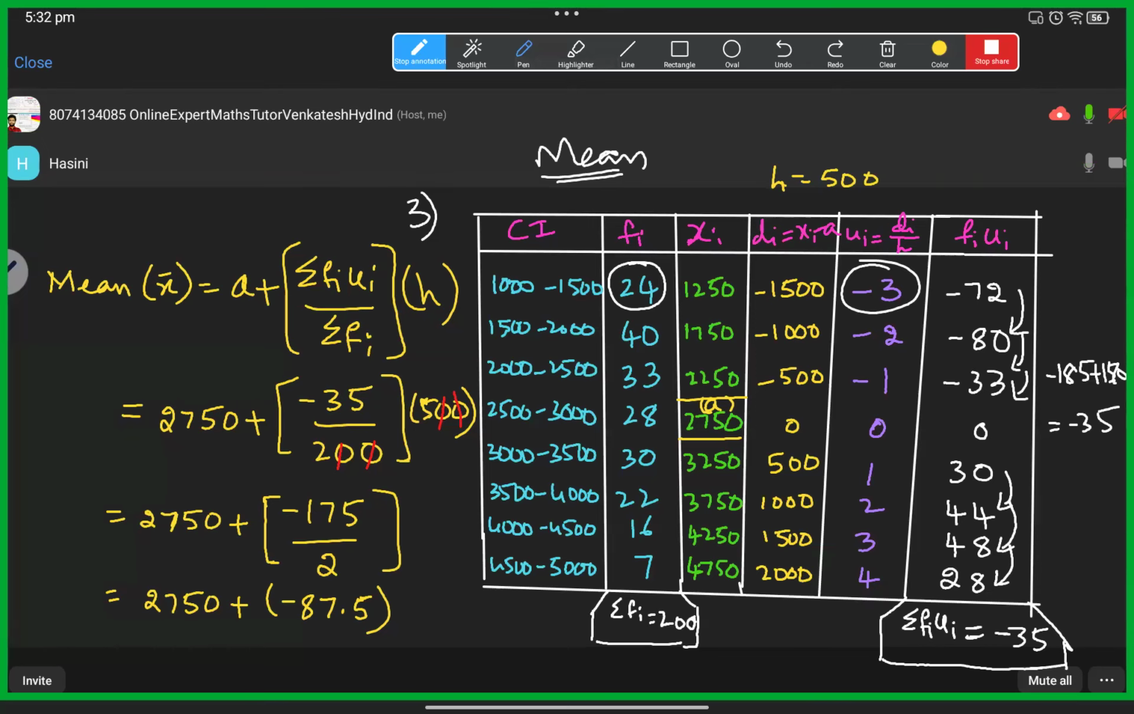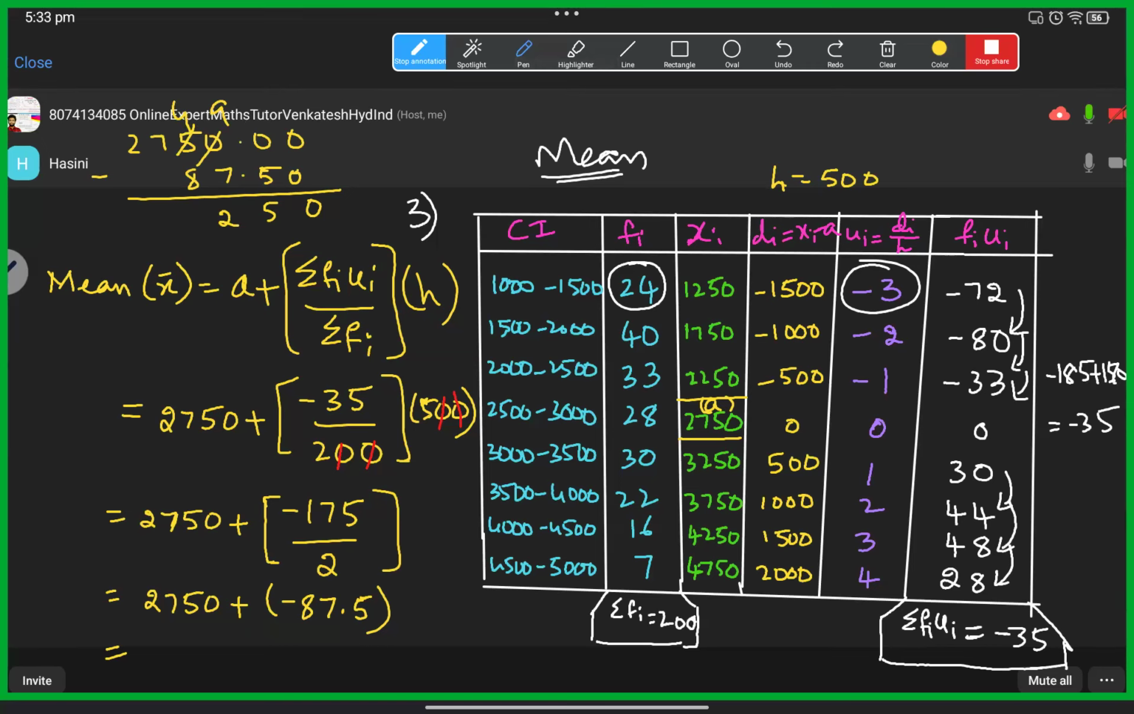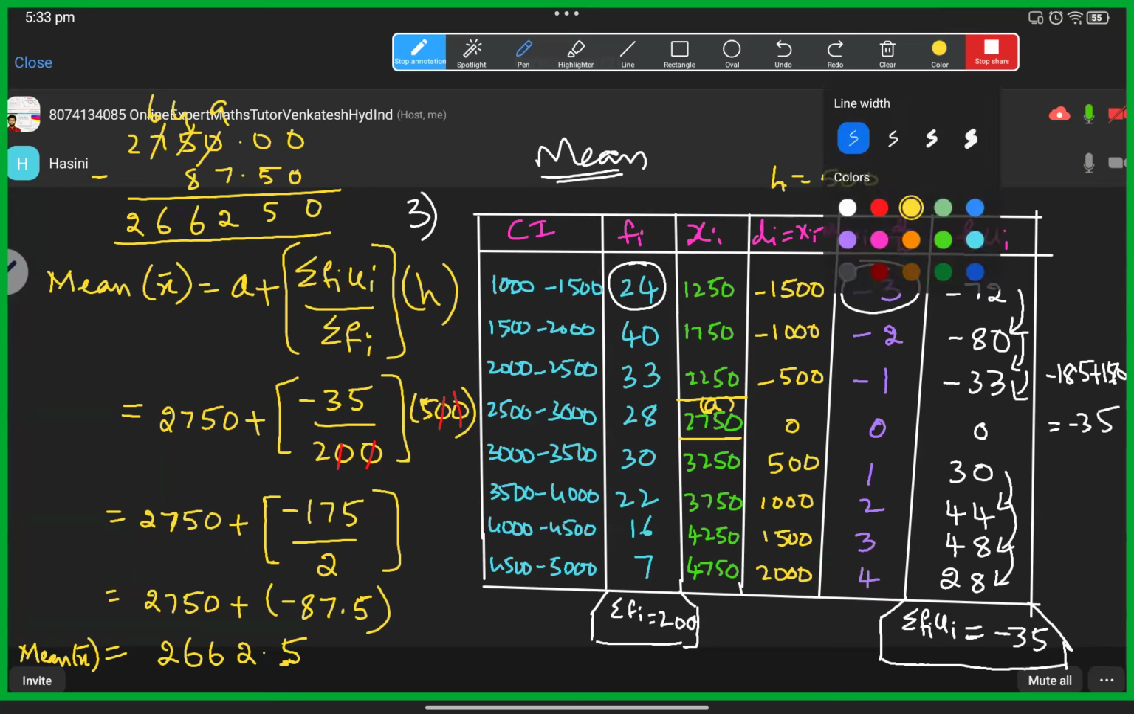So if we subtract, 2750 minus 87.5: 10 minus 5 is 5, 9 minus 7 is 2, 14 minus 8 is 6, then 2, 6. So 2662.5 is the answer, the mean. Any doubt?